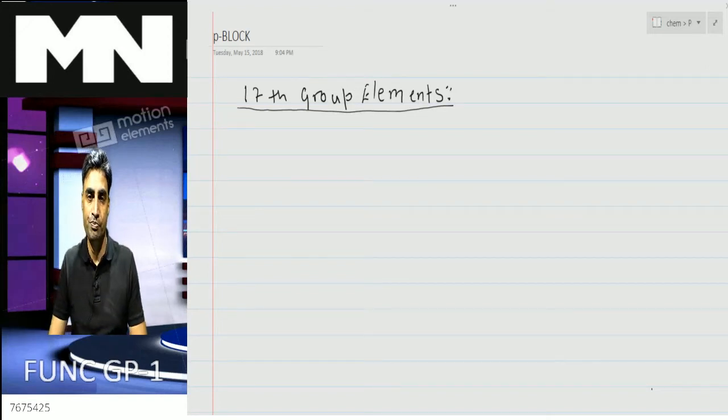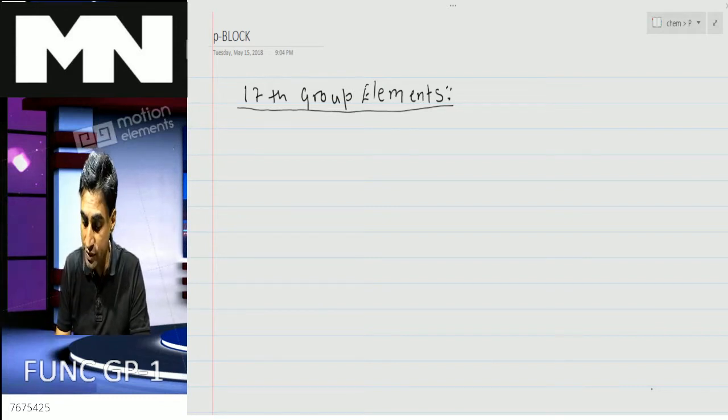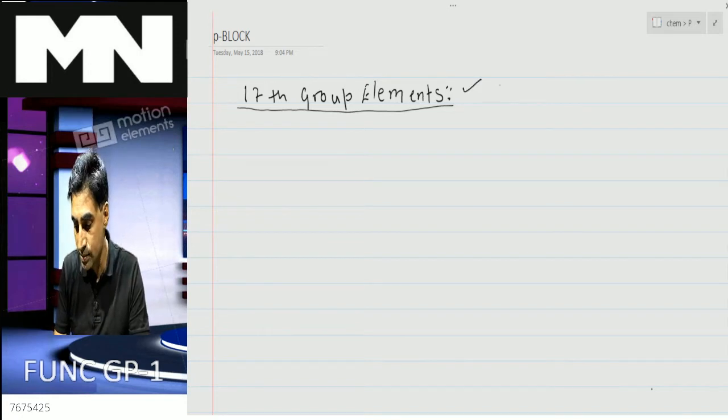Hello everyone. In today's class we'll be doing P-block, and as you can see in P-block we'll be doing the 17th group. These 17th group elements are also known as halogens.